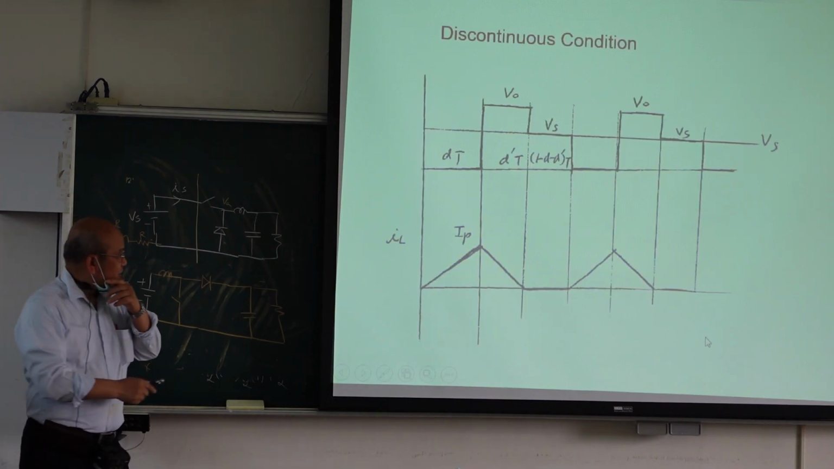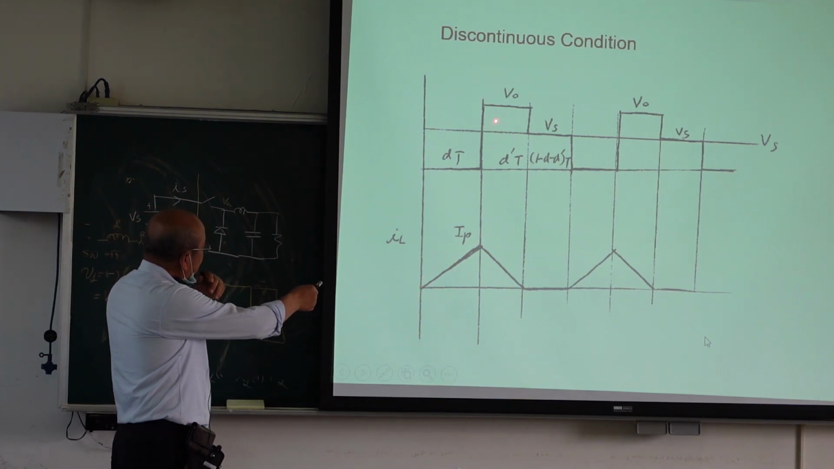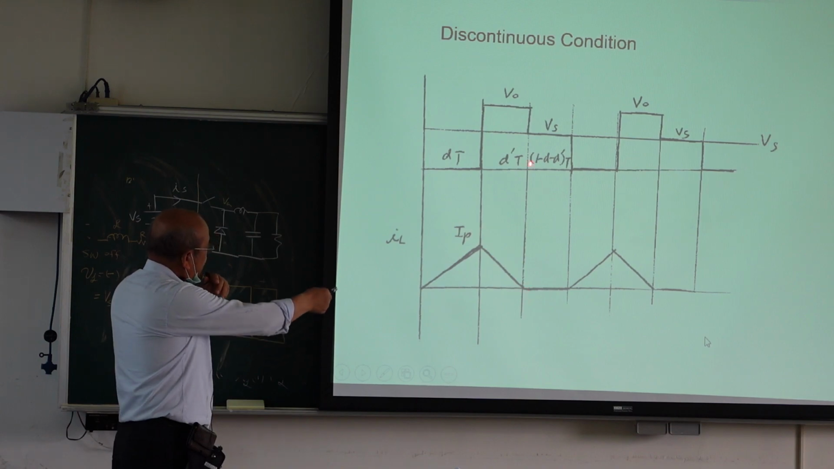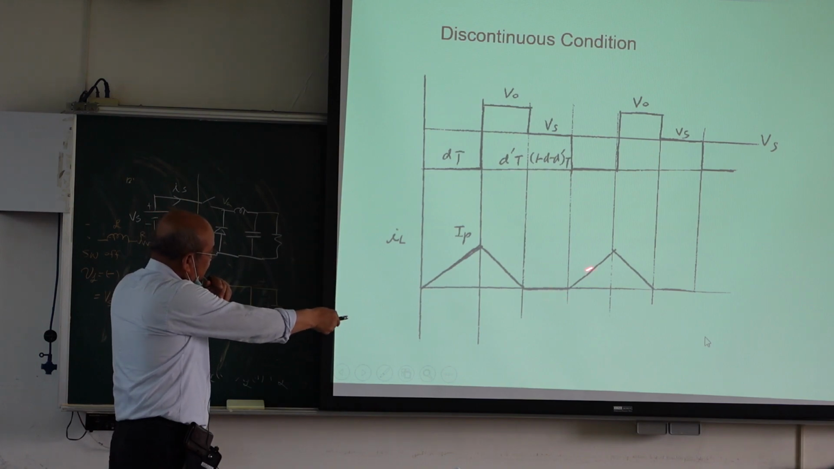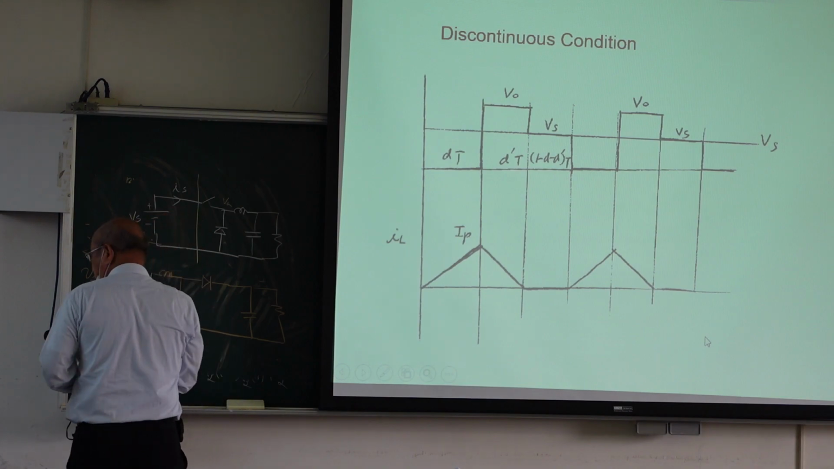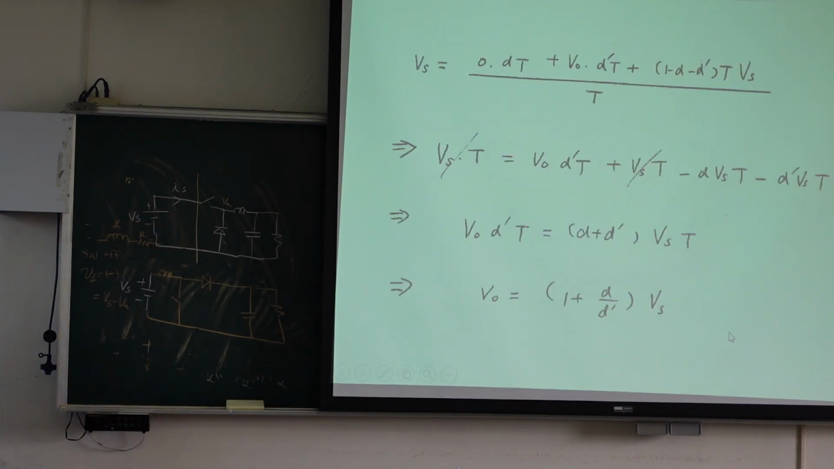How about this continuous case? So if you turn on, the current increases. If you turn off, then the current reaches 0. And then here becomes Vs. And then 0, VO, Vs. So it becomes this way. The same as the buck converter.